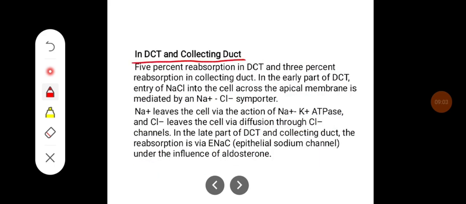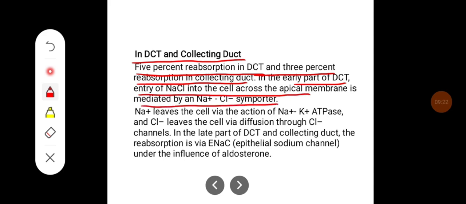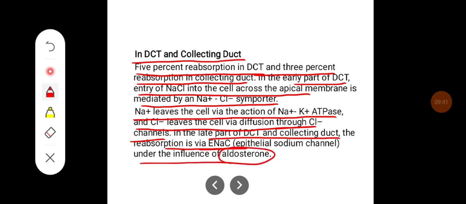In DCT and collecting duct, 5% of the reabsorption occurs in the DCT and 3% of reabsorption in the collecting duct. In the early part of the DCT, entry of sodium chloride into the cell across the apical membrane is mediated by sodium chloride symporter. Sodium leaves the cell via action of sodium potassium ATPase, and chloride leaves the cells by diffusion through the chloride channels. In the late part of the DCT and collecting duct, the reabsorption is via epithelial sodium channels under the influence of hormone aldosterone.